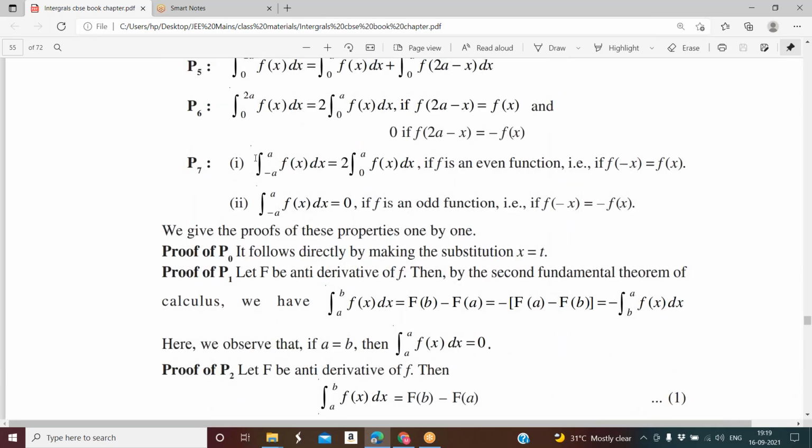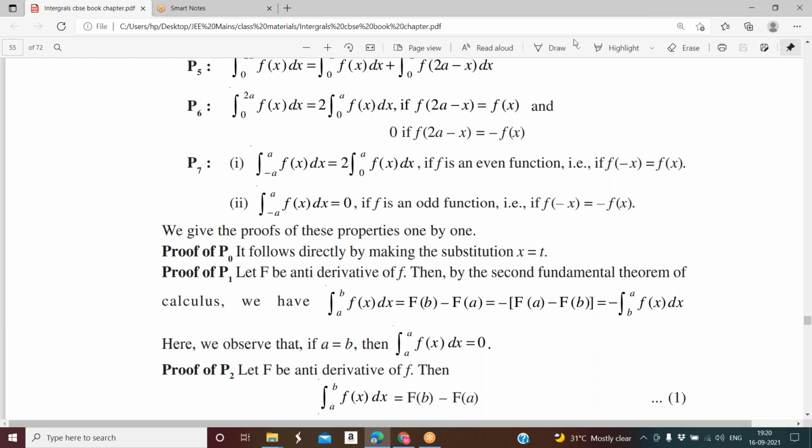The next property is the last property: the integral from minus a to a of f of x dx equals 2 times the integral from 0 to a of f of x dx, if f of x is an even function of x. What do you mean by an even function?